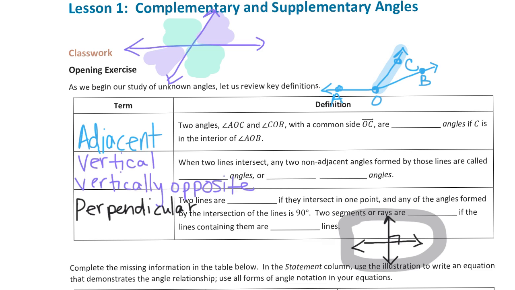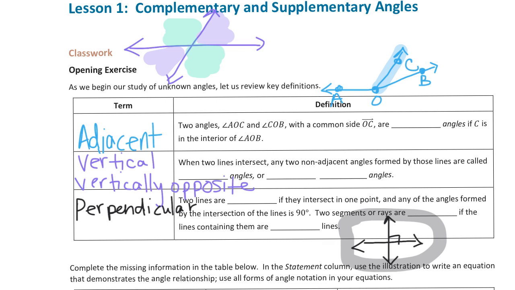Second definition: when two lines intersect, any two non-adjacent angles formed by those lines are called vertical angles or vertically opposite angles. In the picture I've drawn for you up at the top with the purple lines, the two angles shaded in purple are vertical angles. The two shaded in the green are also vertical angles. Vertical angles will have the exact same measurement. They are congruent.